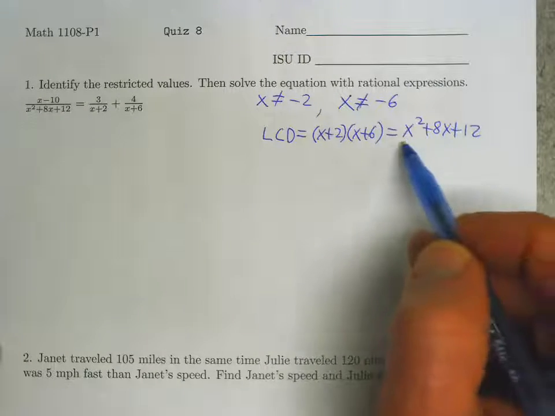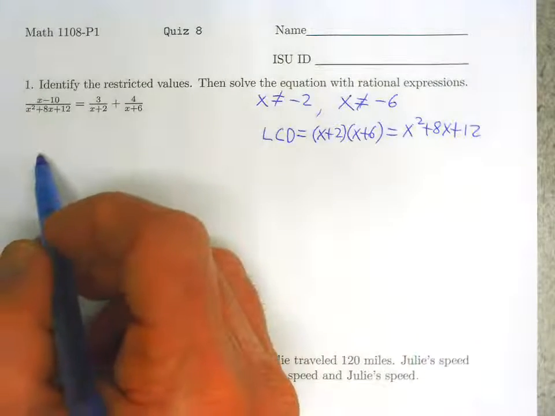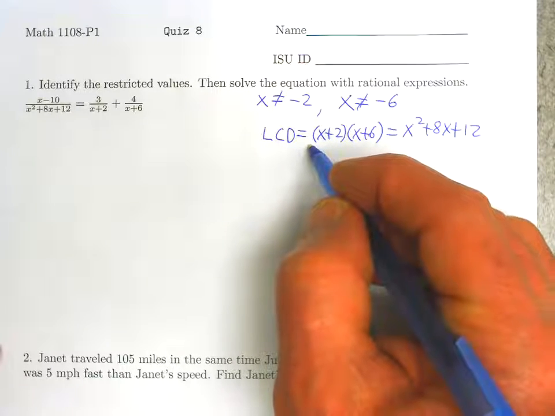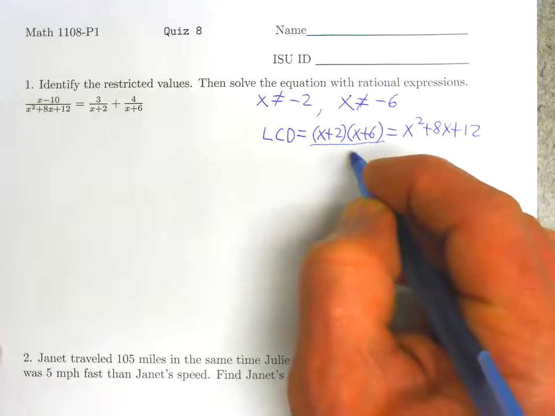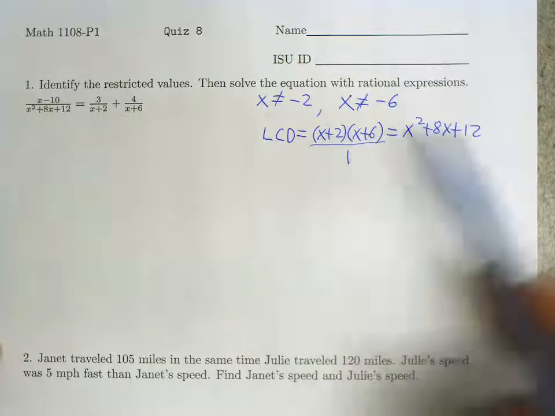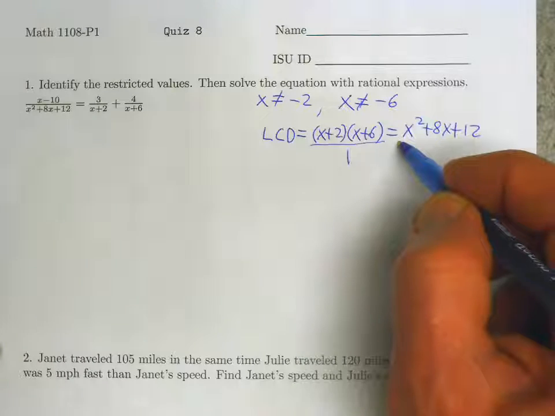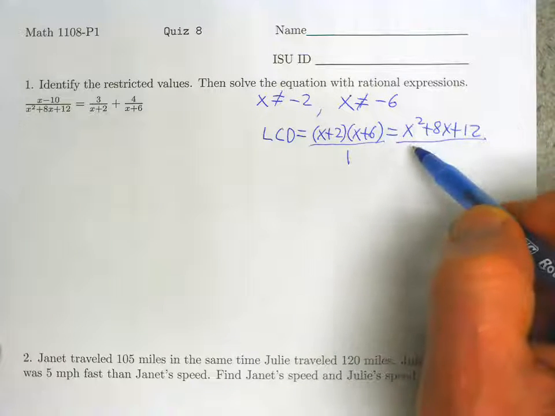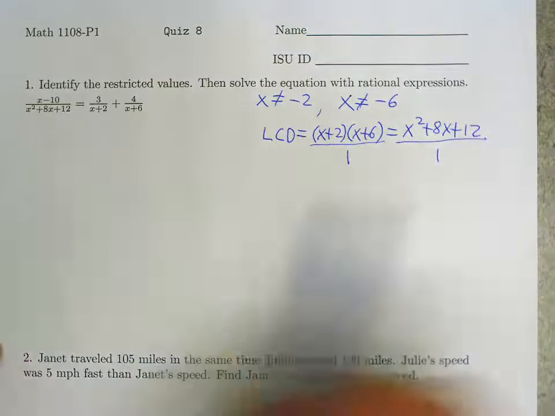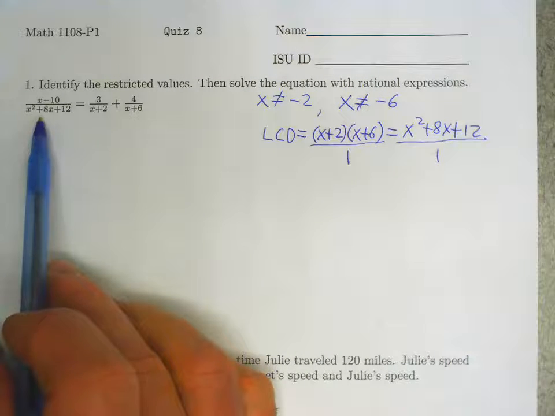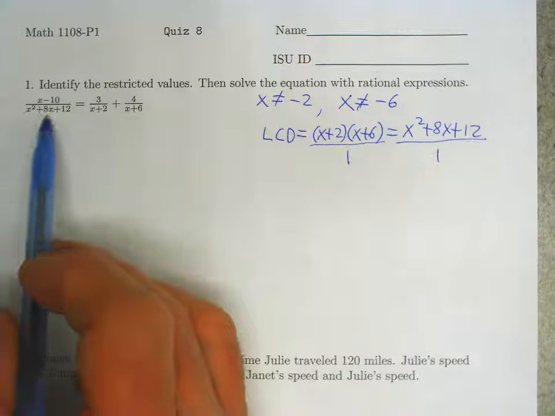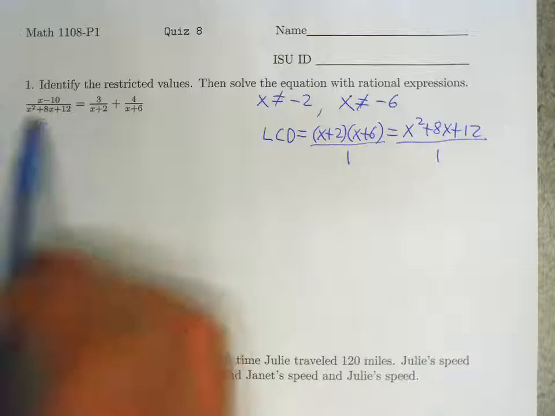This is emphasized when I say, think of x plus 2 times x plus 6 as x plus 2 times x plus 6 over 1. The least common denominator is in the numerator. And also you can write x squared plus 8x plus 12 over 1. Okay, so I'm going to multiply the left-hand side by the expanded form because the denominator is in expanded form.